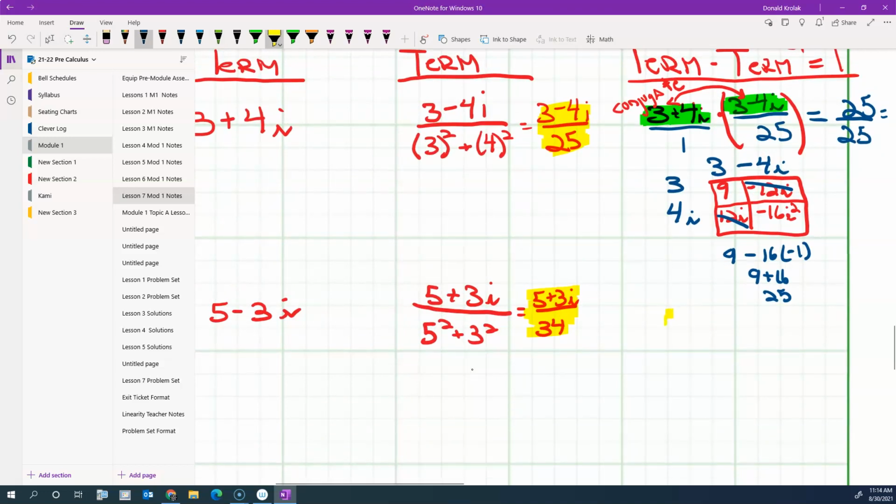If we did this, the original times this is equal to 1. All right.